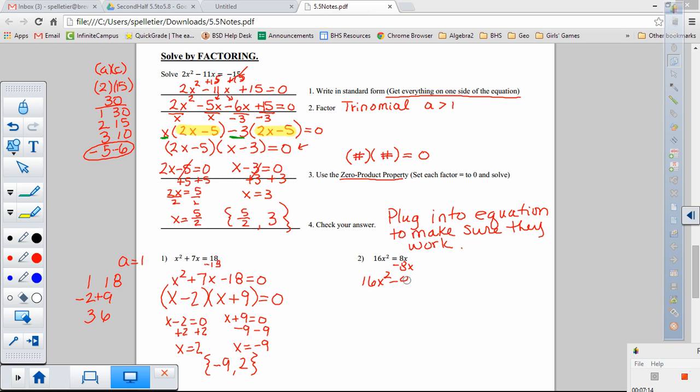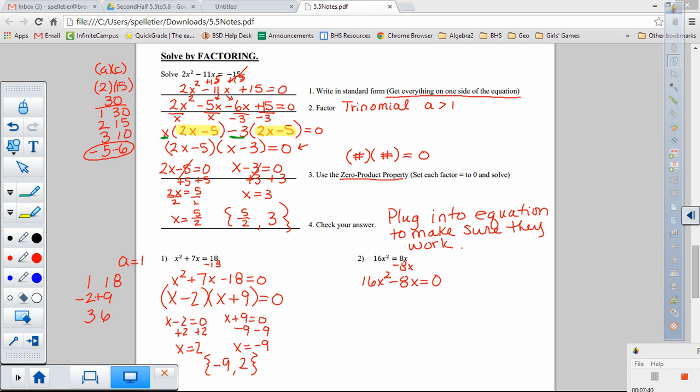16x squared minus 8x equals 0. First thing I'm going to ask myself is, is that the difference of two perfect squares? Since there's only two terms and there's a difference, I'm going to check. Yes, 4 times 4 is 16. Yes, x times x is x squared, but there is no number that I would multiply times itself to give me 8, and neither is there a number that I could multiply by itself to give me an x. So not the difference of two squares.